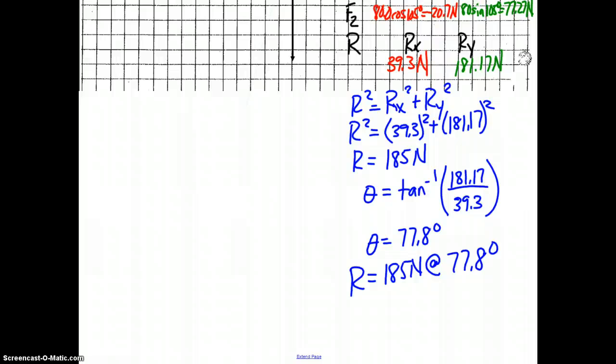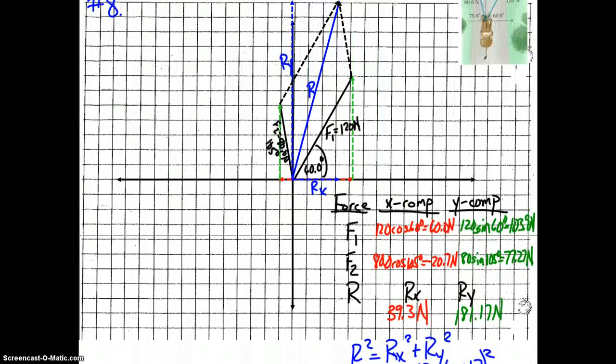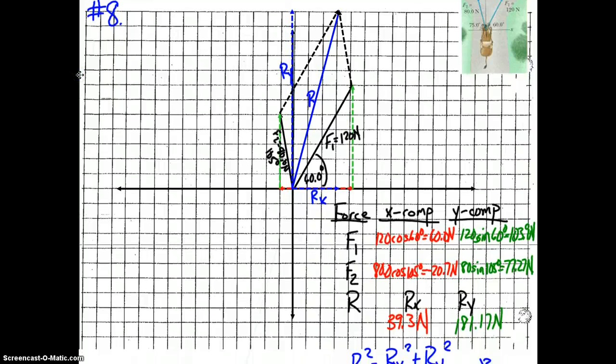Let's go back up, see if that makes sense. And it certainly does seem to match what we sketched out as a rough diagram there. That's the answer to A.